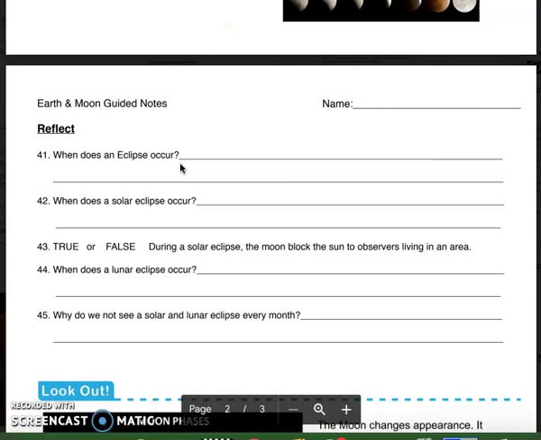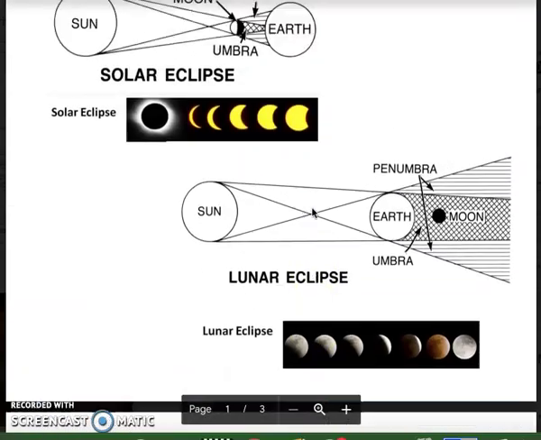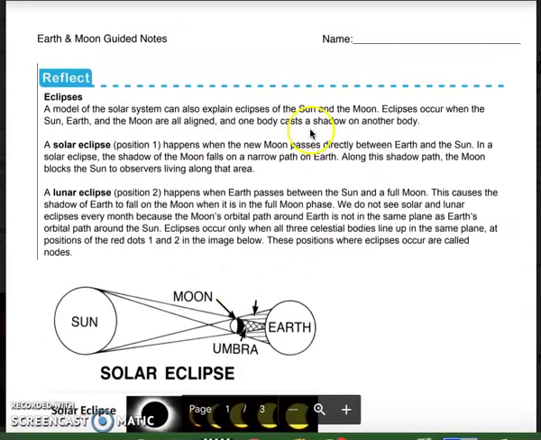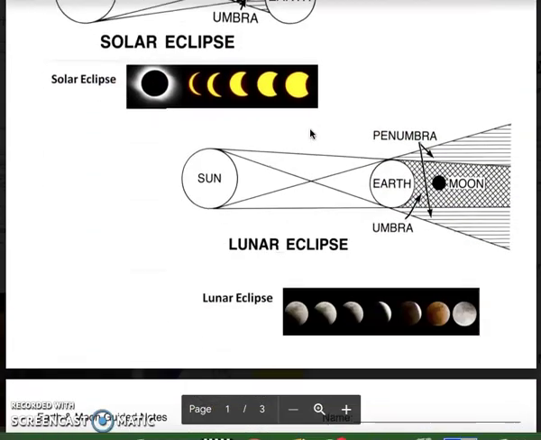43, true or false? During a solar eclipse, the moon blocks the sun to observers living in the area. Okay, go back and read about solar eclipse. 44, when does a lunar eclipse occur? And then 45, why do we not see a solar and lunar eclipse every month? Guys, all these 5 questions are answered right here. There's no reason for you not to find it.